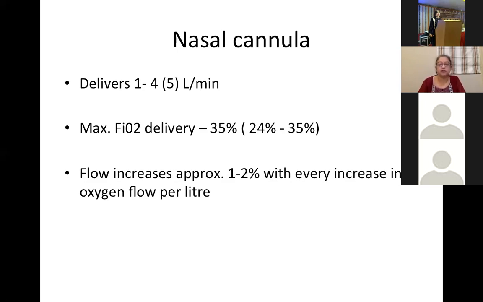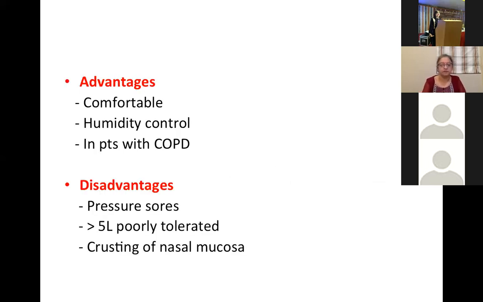It delivers 1 to 4 liters per minute. Some people say up to 5 liters, which corresponds to a maximum FiO2 delivery of 24 to 35%. And FiO2 increases approximately through this device by 1 to 2% with every increase in oxygen flow per liter. The advantages of a cannula, I don't need to reiterate. It is comfortable. You can have humidity control.